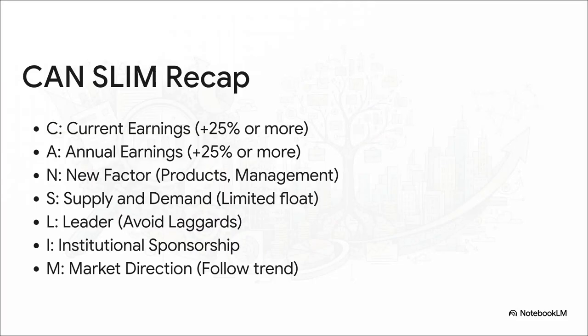So let's do a quick-fire recap of the entire CAN-SLIM framework. We are looking for C for strong current earnings, A for consistent annual earnings, N for a powerful new catalyst, S for favorable supply and demand, L for a market leader, not a laggard, I for heavy institutional sponsorship, and finally, M, timing our trade based on the overall market direction. That right there is the complete model.